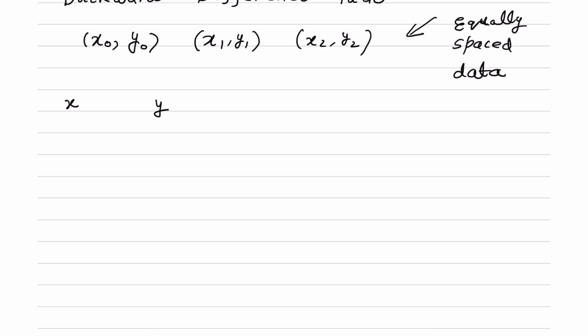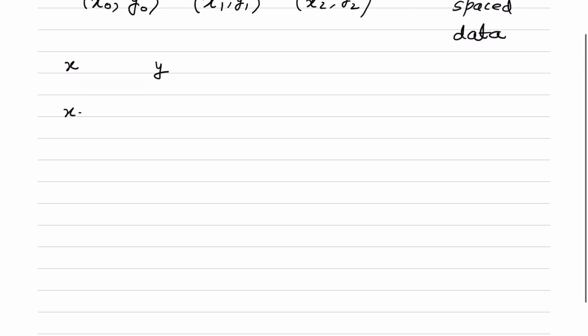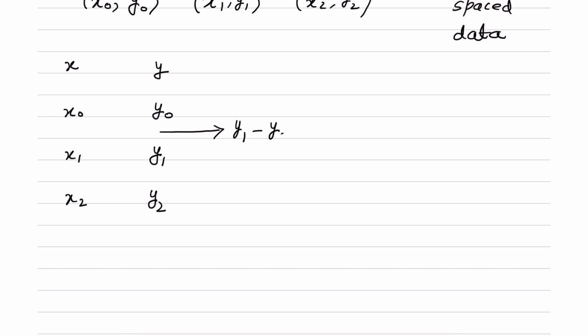The x values are x0, x1, x2 and the y values are y0, y1, y2. To construct a backward difference table, we first calculate the difference between the y values. So we put an arrow between y0 and y1 and calculate the difference y1 minus y0. We put an arrow between y1 and y2 and calculate y2 minus y1.